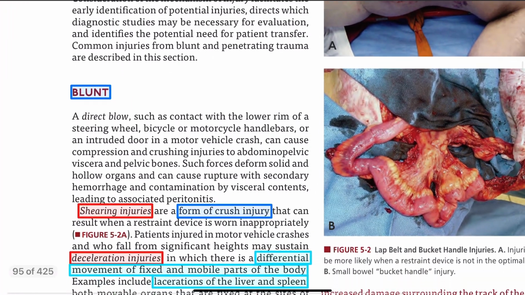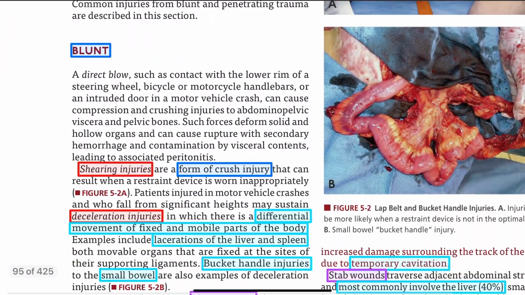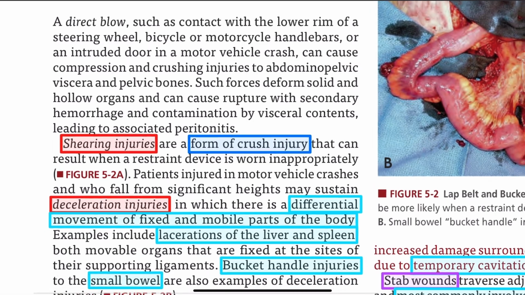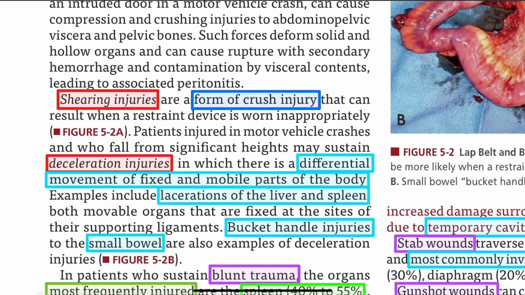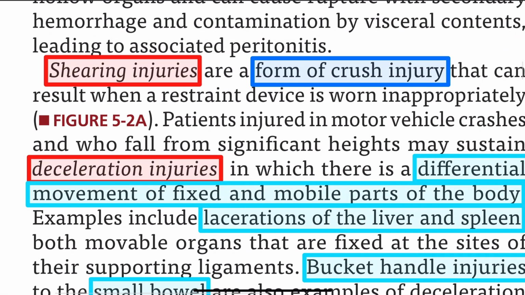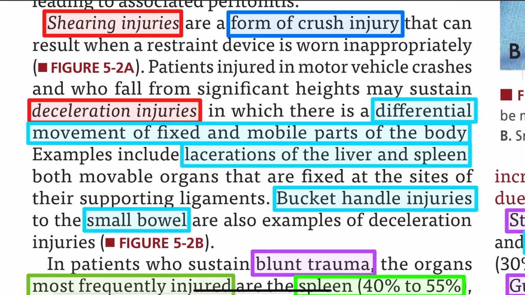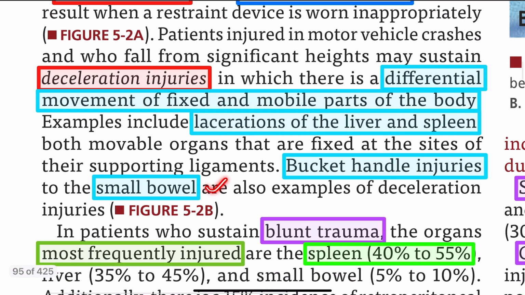So now the blunt injury, types of mechanism of injury. Seatbelt injury is a form of crush injury. So they will ask. Deceleration injury: differential movement of fixed and mobile parts of the body produces this kind of injury. For example, liver and spleen laceration, and bucket handle injury of the small bowel are also examples of deceleration injury.